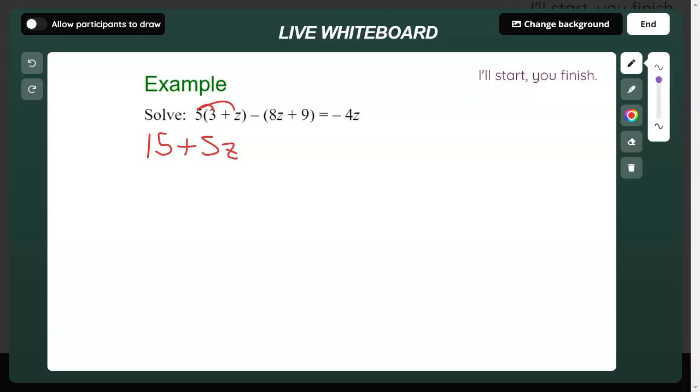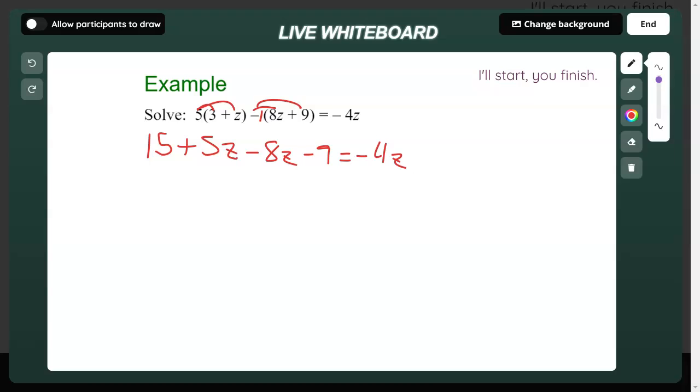And then what else am I going to distribute? Negative 1. So I get negative 8z minus 9 equals negative 4z. Okay? Now, we want to combine like terms. We want to get our variables together on the same side, and then use our inverse operations. Okay? Any questions on how we got from here to here? Ask it now.